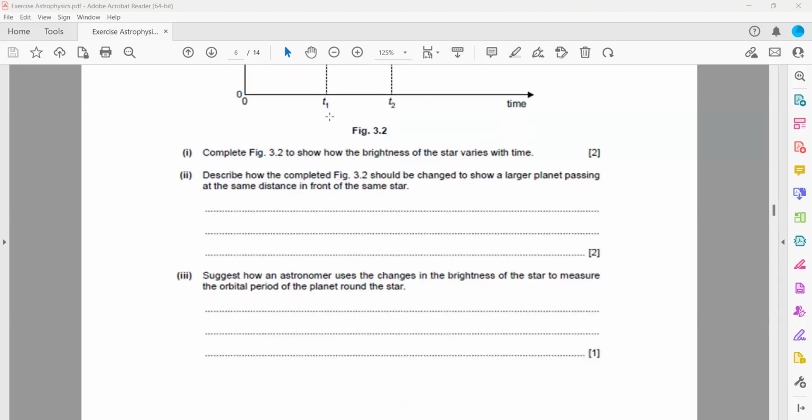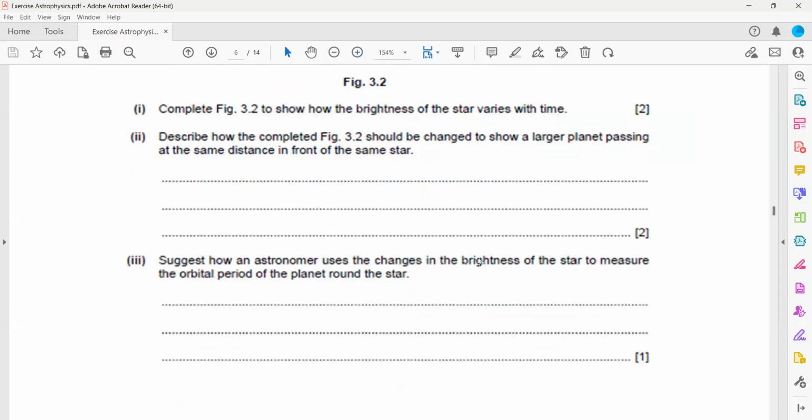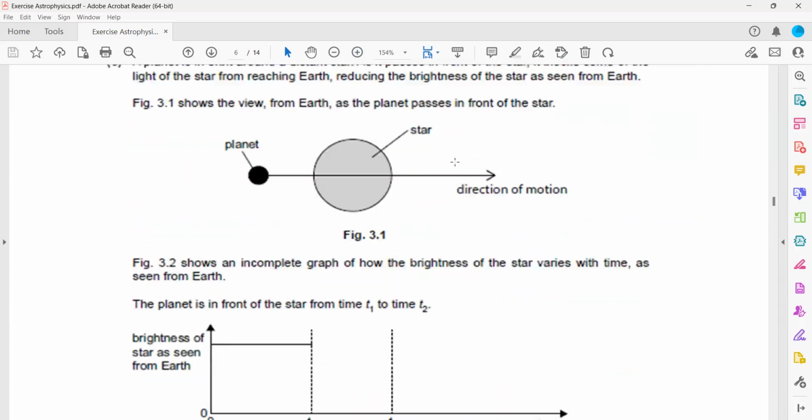Then describe how the completed figure 3.2 shows the change, to show a large planet passing at the same distance in front of the same star. So if a large planet is passing, like, for example, this was one of the planets, but what if there was a large planet passing? Then what change will we observe? The brightness of the star seen by the Earth will decrease. Yes, there will be a greater decrease, or it will have a very low brightness.